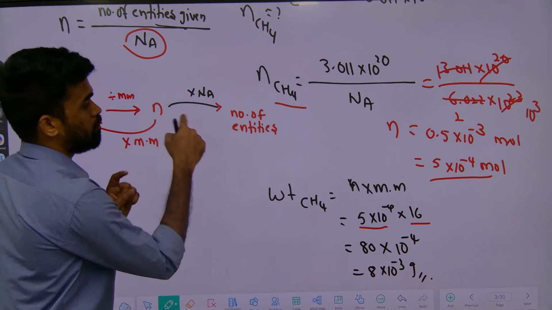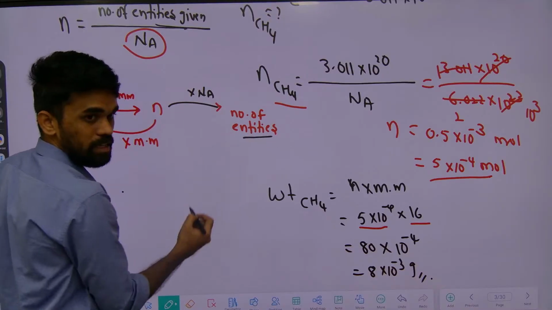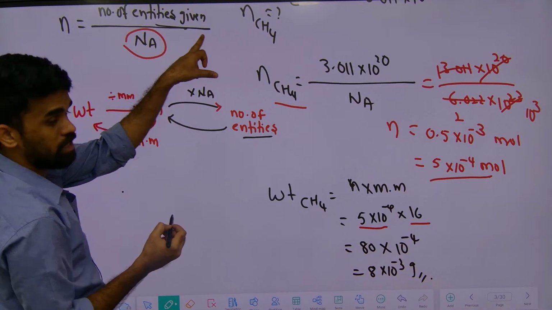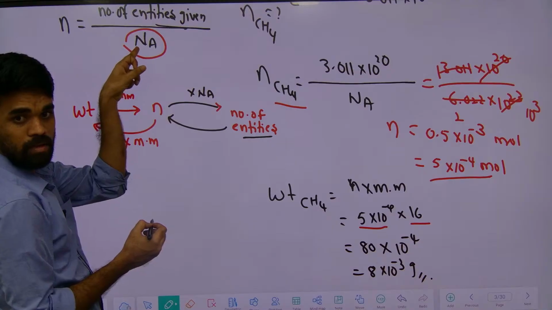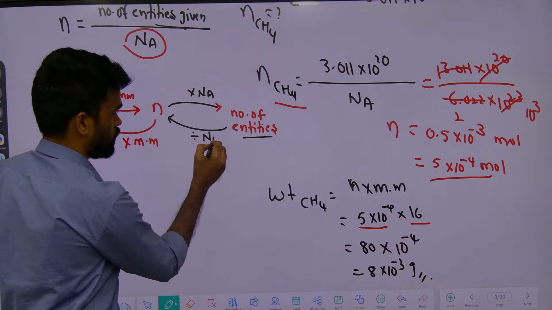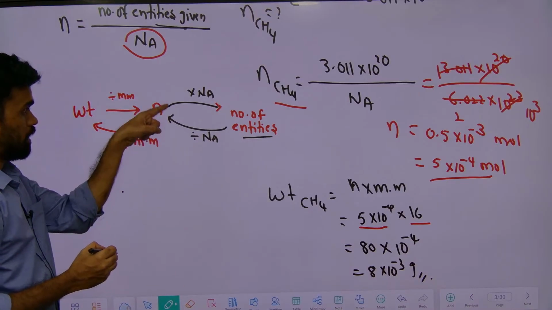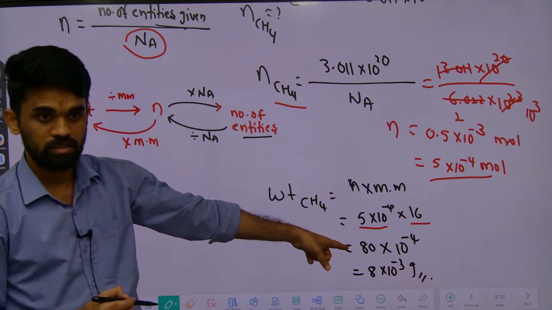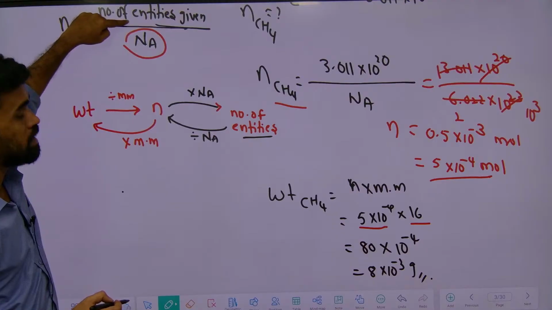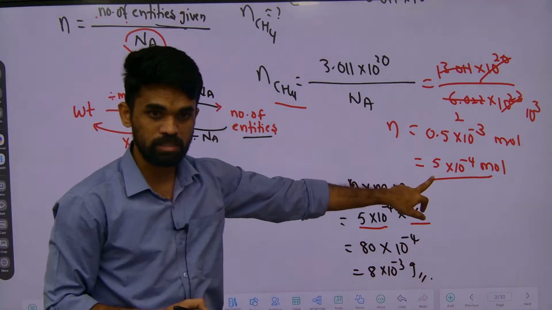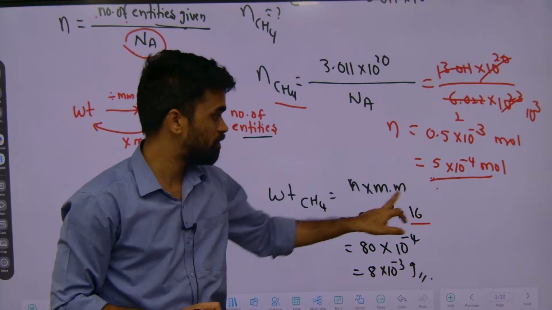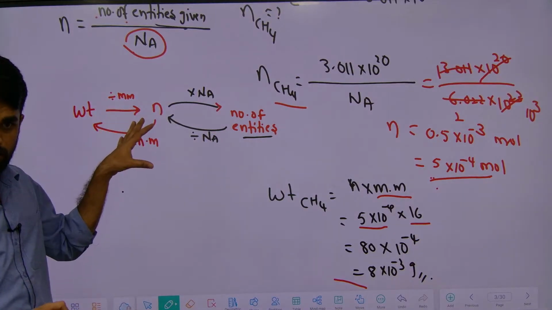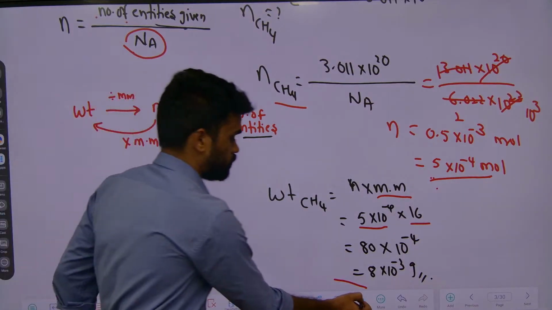Okay. But sometimes, like in the previous question, I gave number of entities. Then how to calculate moles? Here, given number of entities divided by Avogadro number. If you know number of moles, then we can also convert into given weight. That is what we did here. First, I took number of entities divided by Avogadro number, I got number of moles. After finding number of moles, multiplied with molar mass, we got weight of the substance. Okay, this clarity you have now. Any confusions are there in this? No. Yeah.